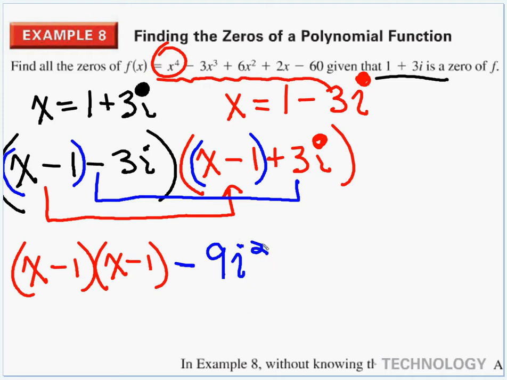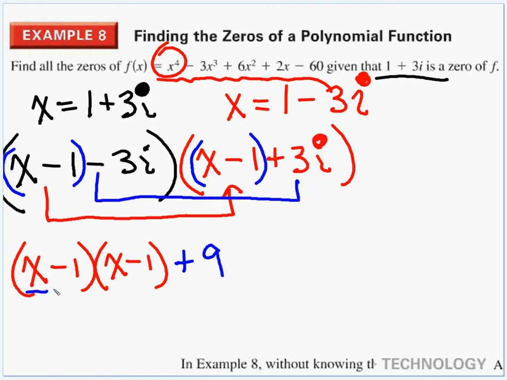Okay, so let's do a little work on this and make it look a little nicer. Here, this i squared, remember i squared turns into a negative 1, and that negative 1 is going to switch this sign here. So we can change that to a plus 9 at the end.